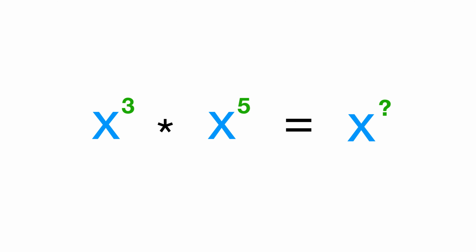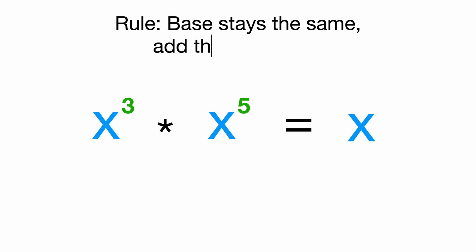So the rule is a very simple rule. The rule is that the base stays the same, and then we just add the exponents. So our base of x stays the same, and then we add the exponents. So in this case, it's 3 and 5, and we just add those, 3 plus 5. So our exponent is going to be 8. So we have x to the 8th.